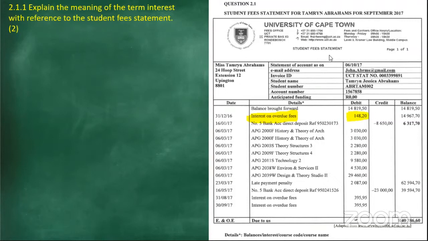So when we look at the student fees statement, interest here is not money borrowed, if you can notice. Tamryn did not borrow any money from the university, or take any loan. Ne? So your definition of interest, Lisedi, is correct, but not regarding this context of a student fees statement. It would be correct if we were dealing with loans or bond payments, but right now it is in terms of this particular statement that we are dealing with.